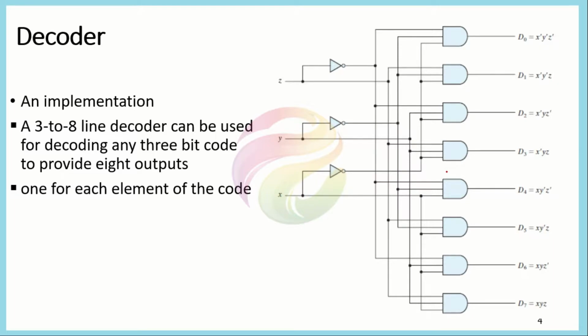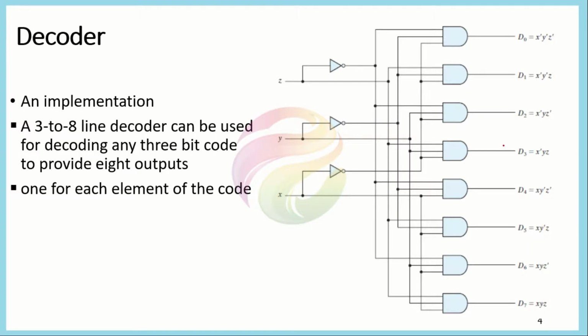But it is quite similar in function, because the outputs are represented in the form of AND gates, and each AND gate is connected to X, Y, Z in complemented or uncomplemented form. So the output is generated in the form of minterms. D0 represents M0, the first minterm, this represents the M1 minterm, the second minterm, and similarly up to the last minterm.